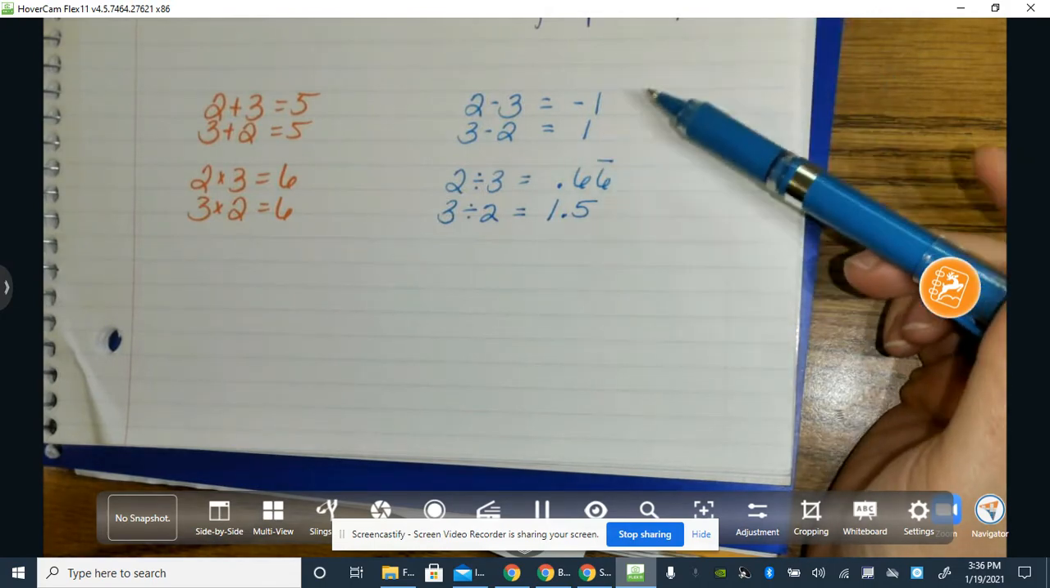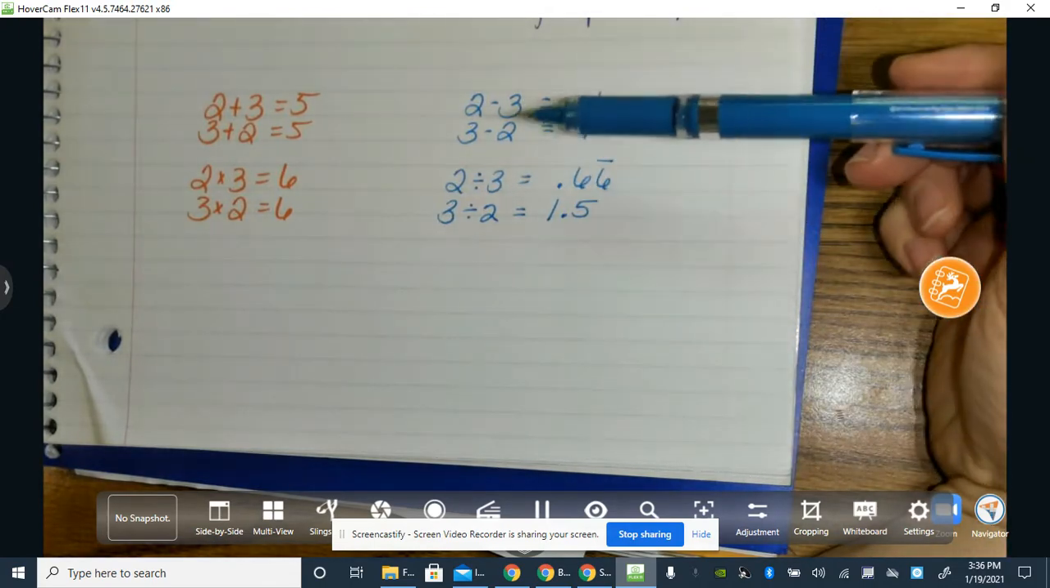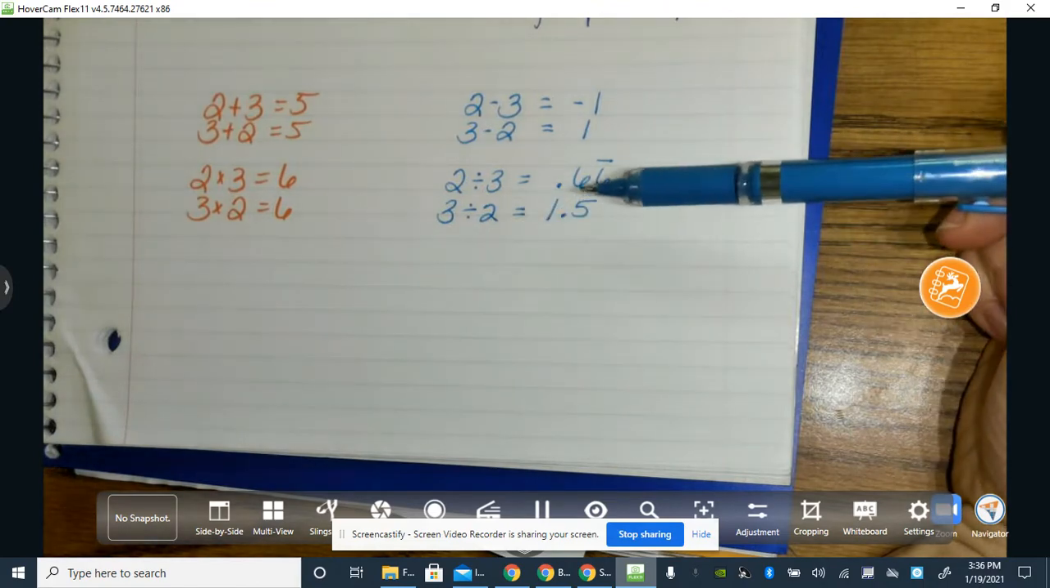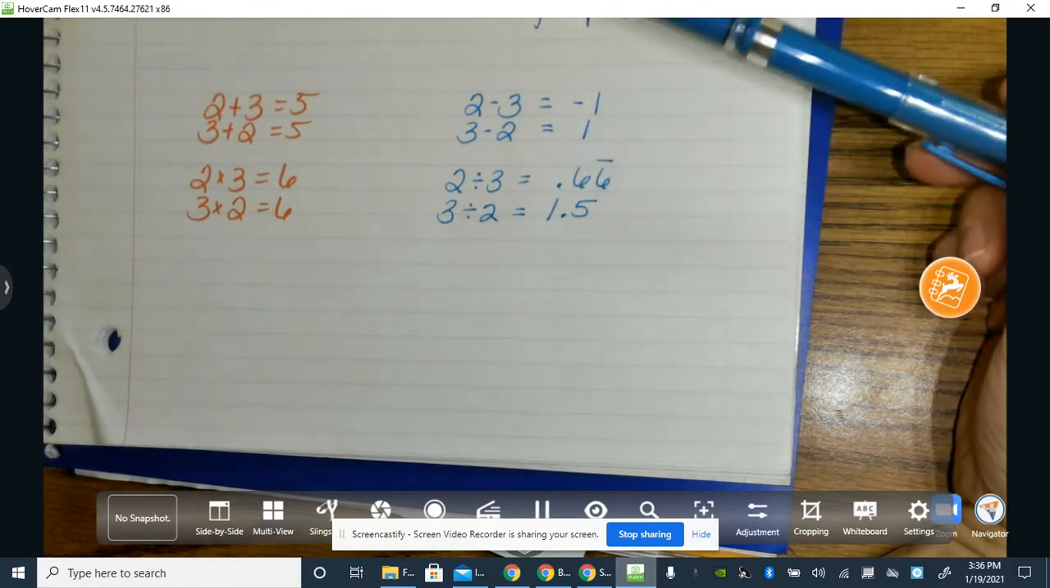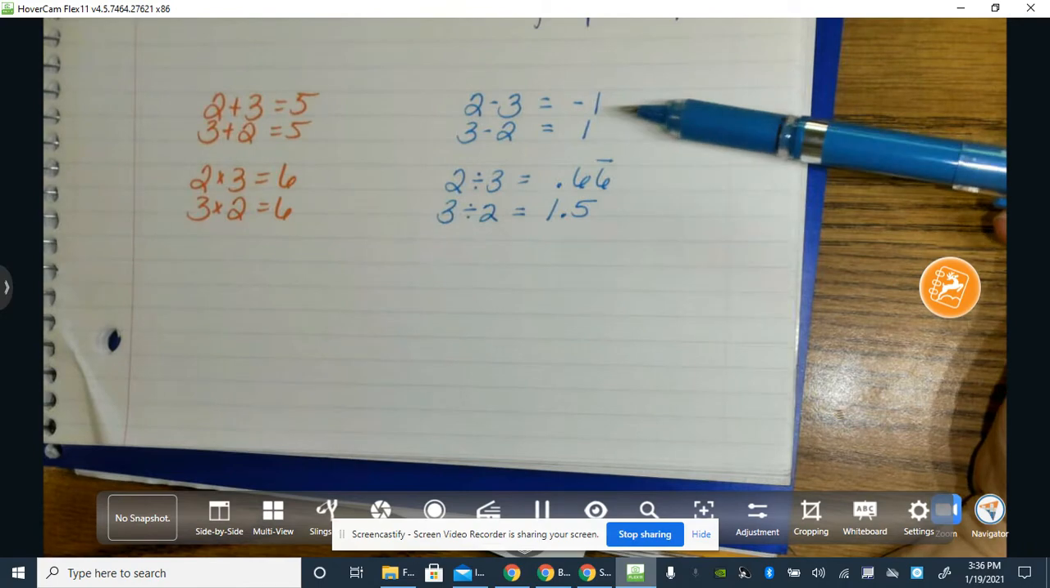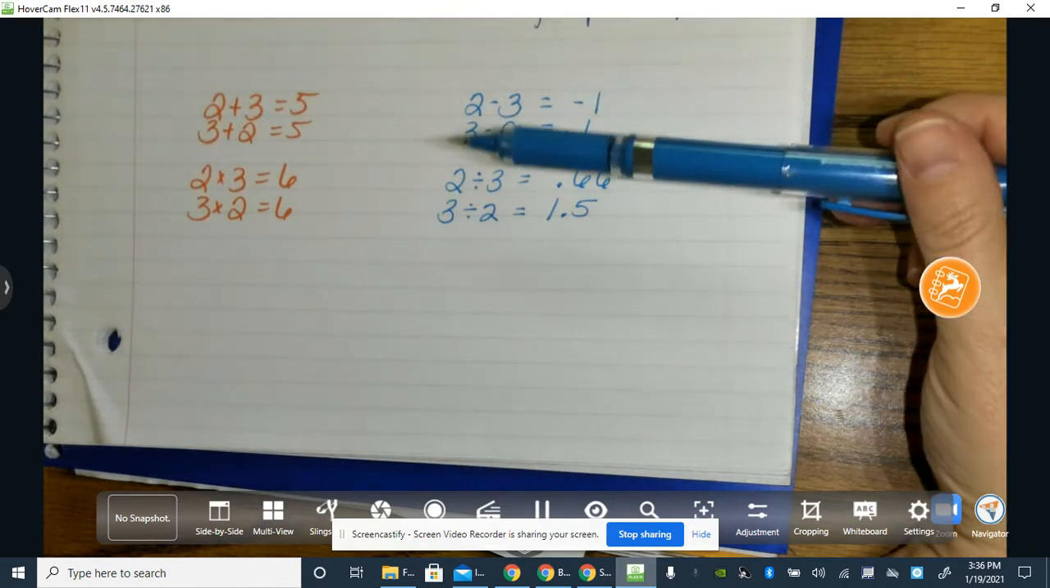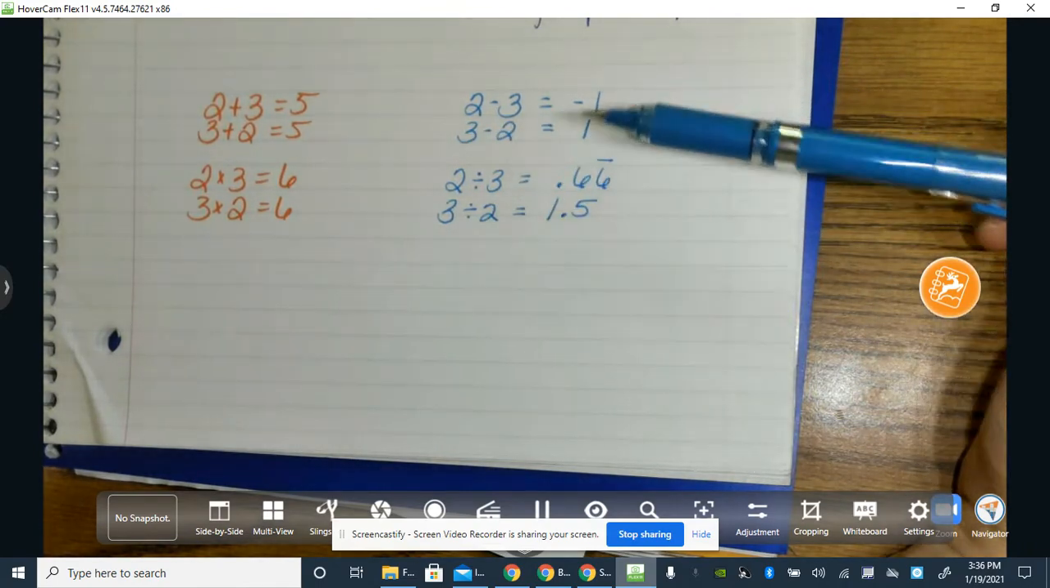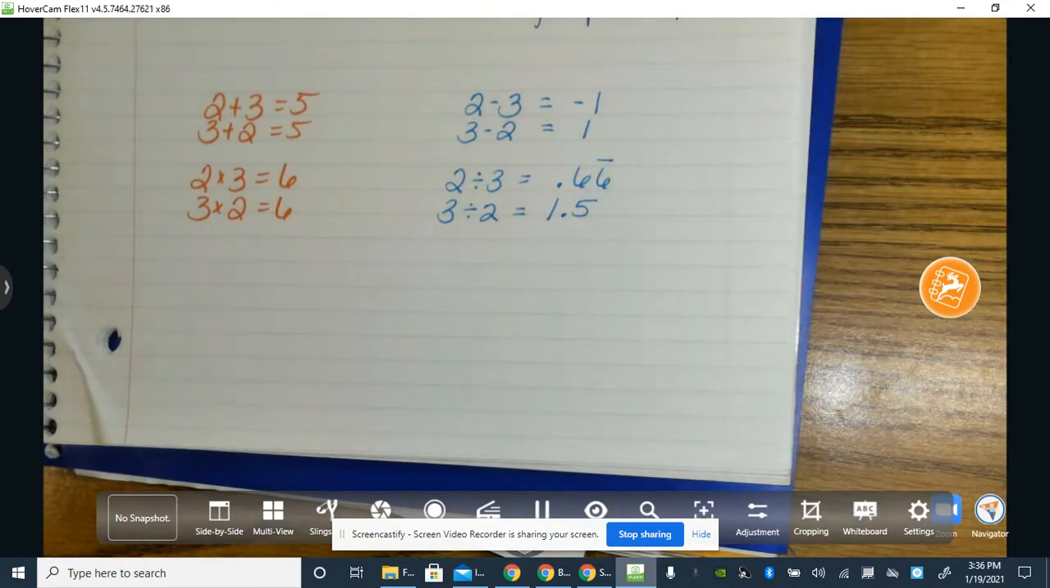So it's very important when you have a subtraction or division problem to read carefully and see which number is going to be your first number and which number is going to be your second number. Okay. So that does it for your notes.